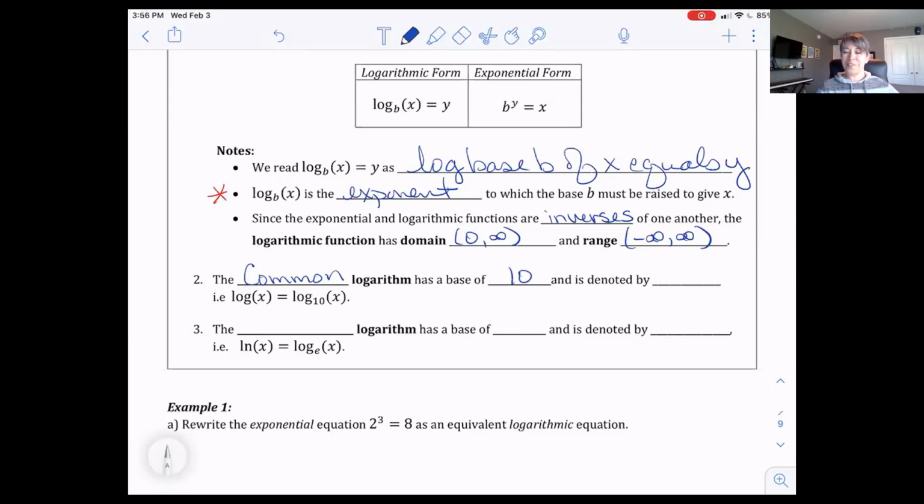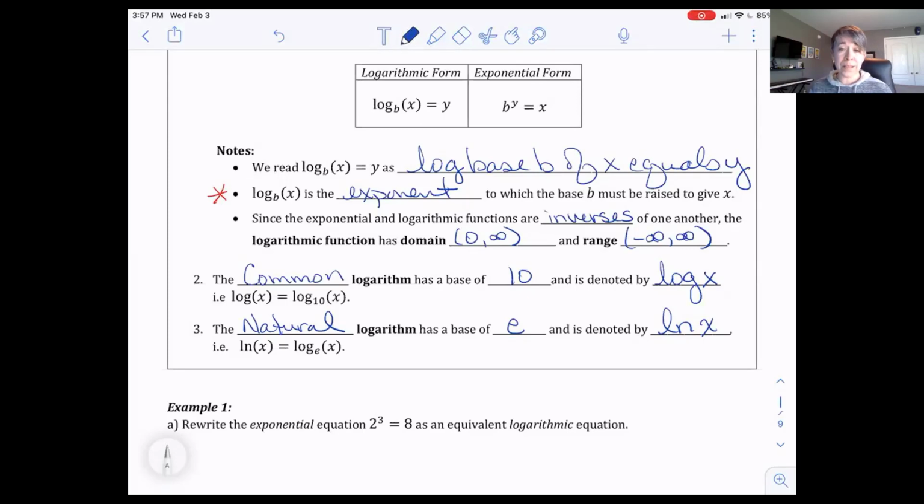Tens, hundreds, thousands, 10,000s, and it's denoted by log with an x. Notice there's no base seen. We would just read that common log of x. The next one we call the natural log, and the natural logarithm has a base of e, Euler's constant, and it's denoted by ln of our argument, and we would just say take the natural log of x. So we could write it with a logarithm with a base e, but this is a shorthand.